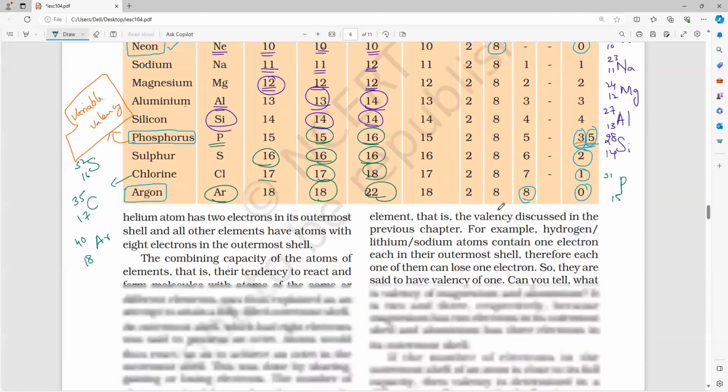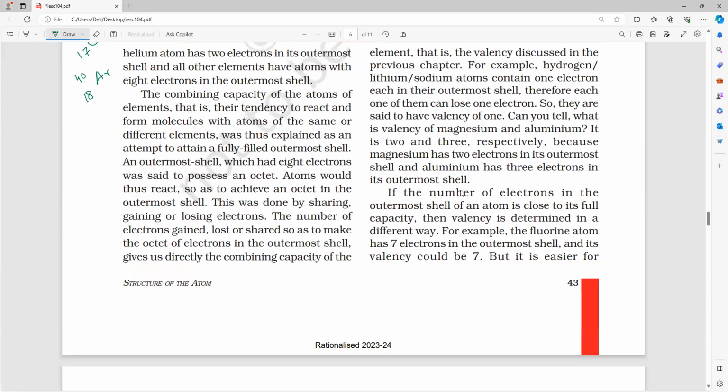Next, potassium and calcium. Potassium atomic number is 19, atomic mass is 39. Remember, that means 19 protons and 20 neutrons. The potassium symbol is K. Next, calcium, atomic number is 20, atomic mass is 40, because 20 protons and 20 neutrons.